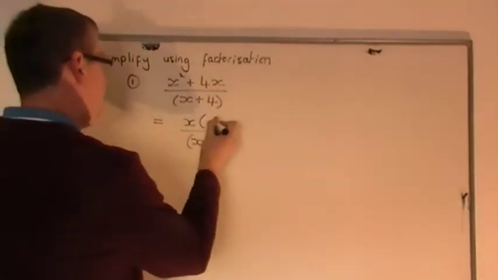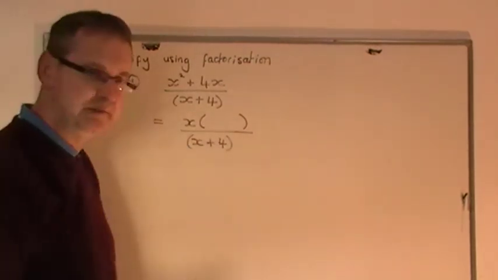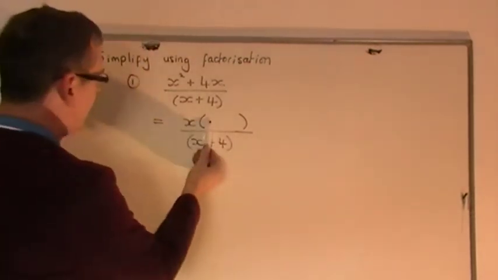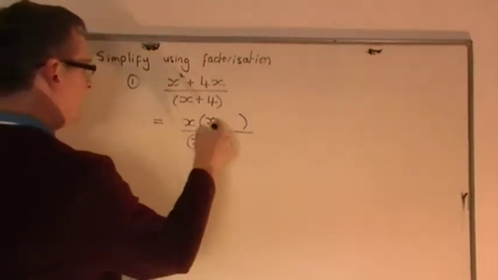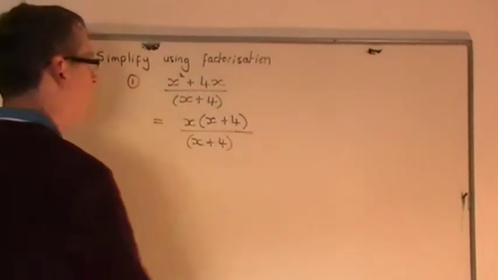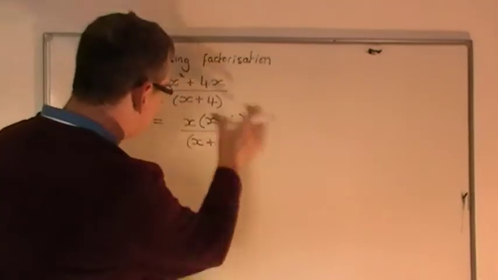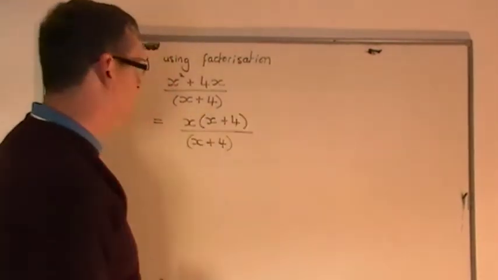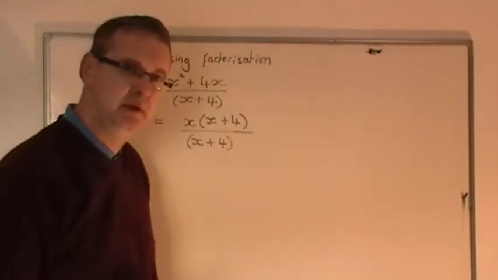And so you take out the x as a common factor, and the rest goes inside a bracket. So you say x times what gives you x squared? Well, it must be an x. And then x times something gives you plus 4x. And the answer must be plus 4. Like so. So you get the top line being x times (x plus 4). And the bottom line is x plus 4.